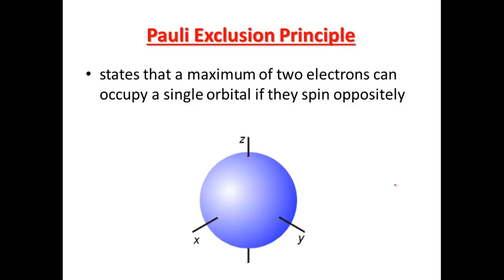Our second one, the exclusion principle, states that a maximum of 2 electrons can occupy a single orbital if they spin in opposite directions. So remember, we'll have one electron spin one way and one spin the other, where we say we have a spin up and a spin down. As long as they're spinning in opposite directions, they can occupy the same orbital. That's where we're able to get 2 electrons in the same orbital. Remember from last one, our spherical orbital is our s orbital. 2 electrons maximum can fit in there.